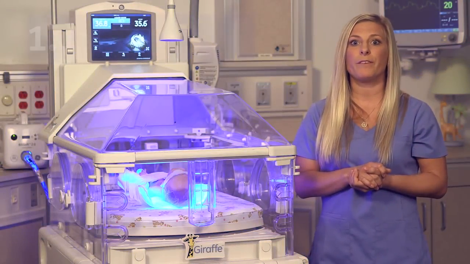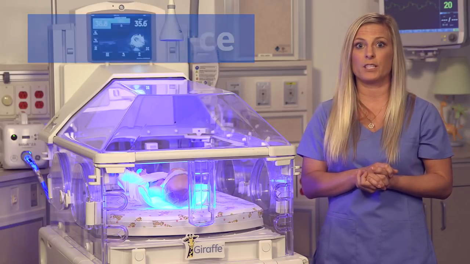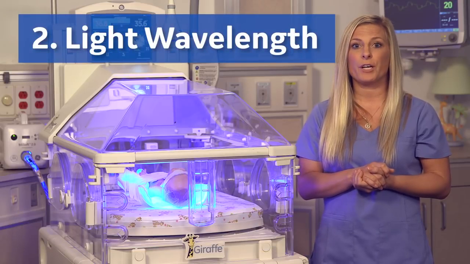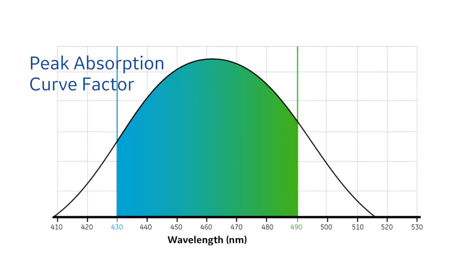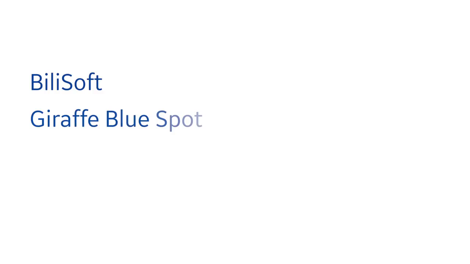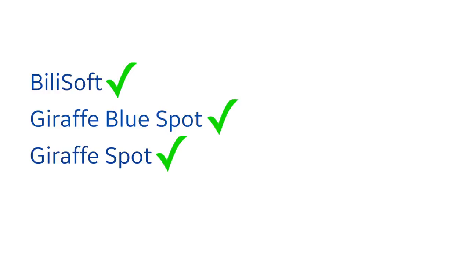So, the most important factor is irradiance, the light intensity level expressed in microwatts per centimeter squared per nanometer. Phototherapy is delivered within the spectral range where the bilirubin molecule's maximum absorption of light occurs, between 450 and 460 nanometers. Now, the AAP guidelines say that intensive phototherapy implies irradiance in the blue-green spectrum, wavelengths of approximately 430 to 490 nanometers. Our BiliSoft and Giraffe Blue Spot and regular Giraffe Spot phototherapy meet these specifications under certain conditions.